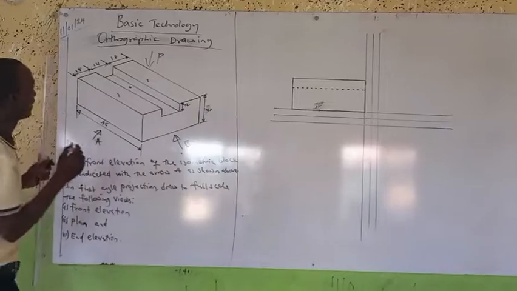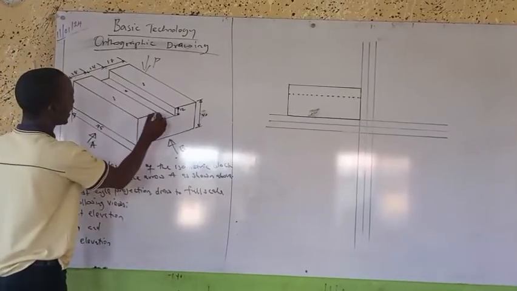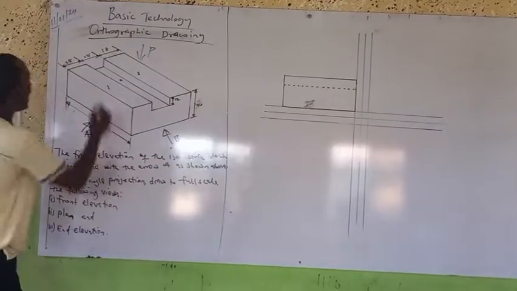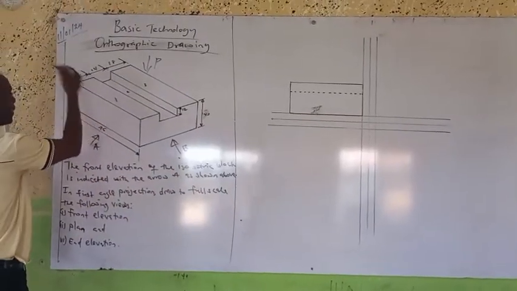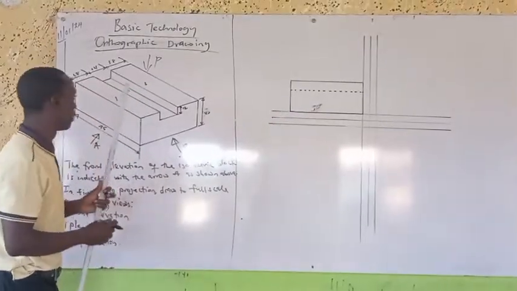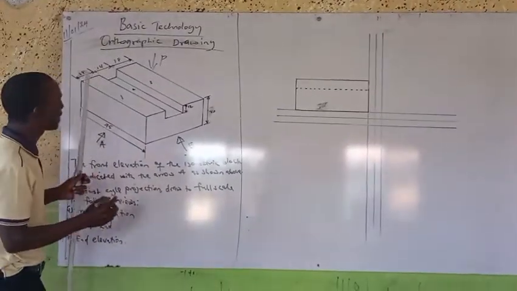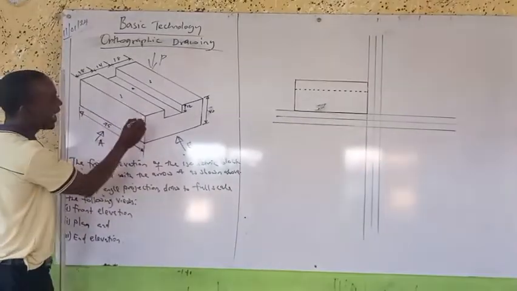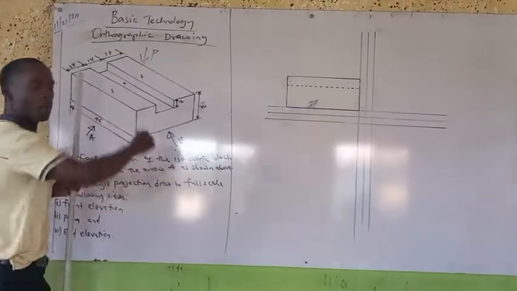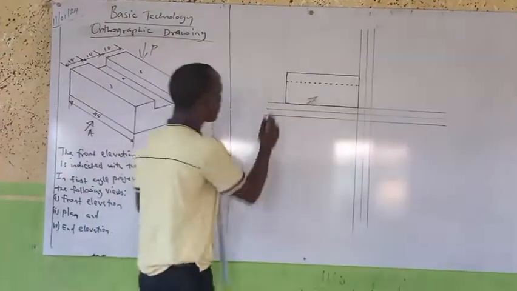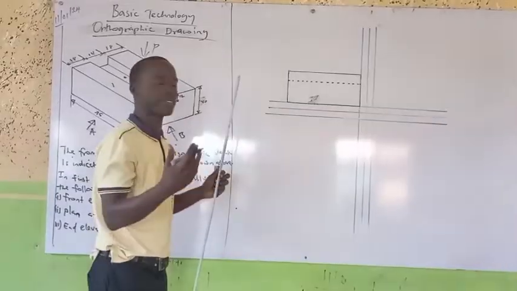And what is the length? That is from here to here, plus from here to here, plus from here to here, which will give you 18 plus 14 plus 18. I think that will give you 50 millimeter. So our dimension now, the skeletal part of it, will now be 75 by 50 millimeter.